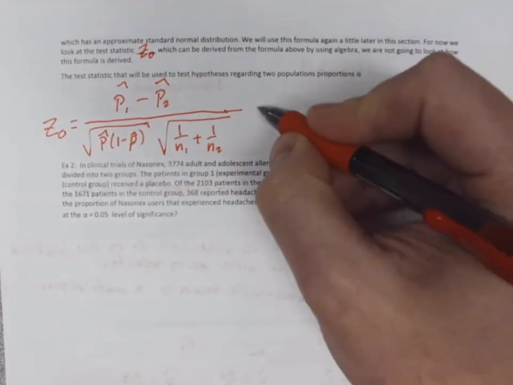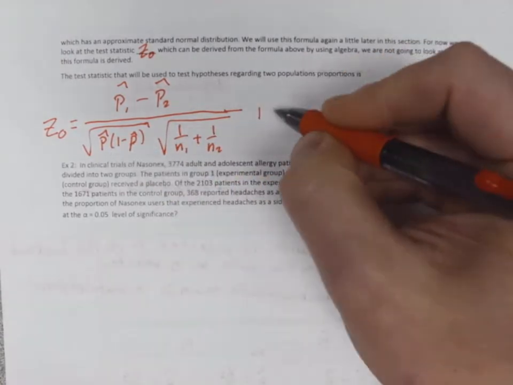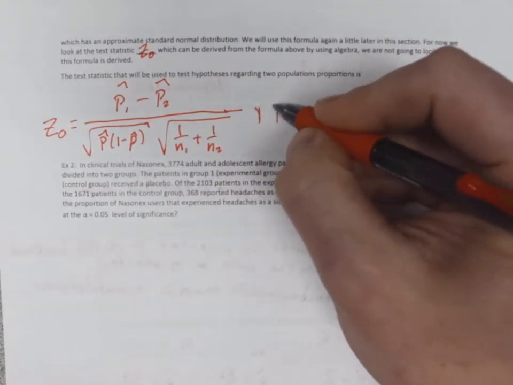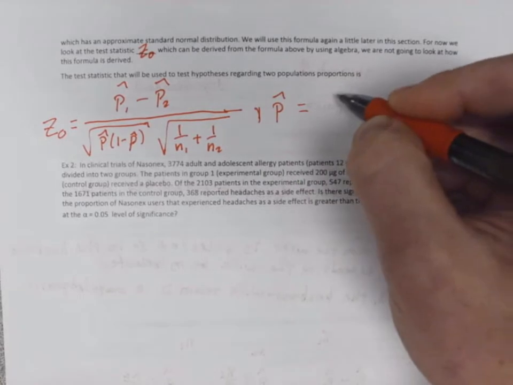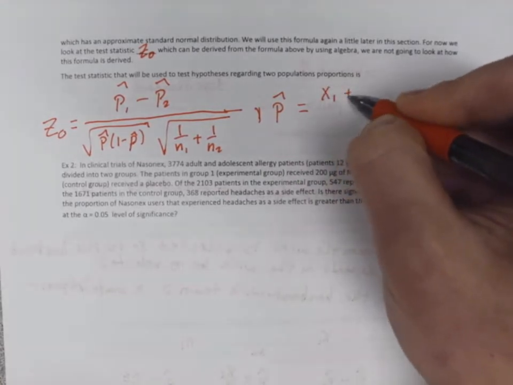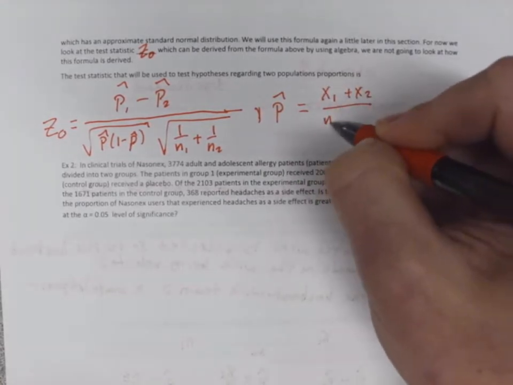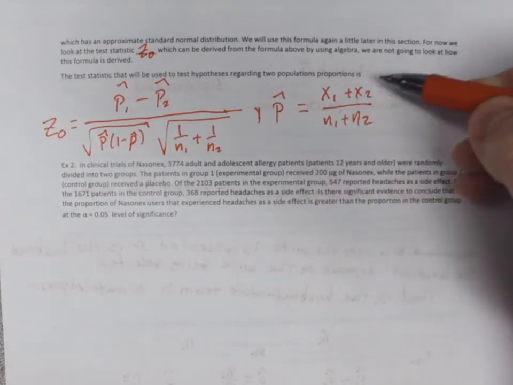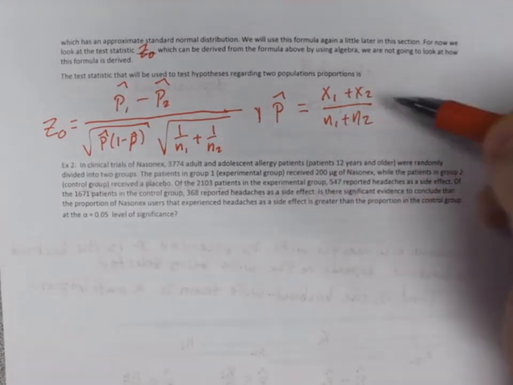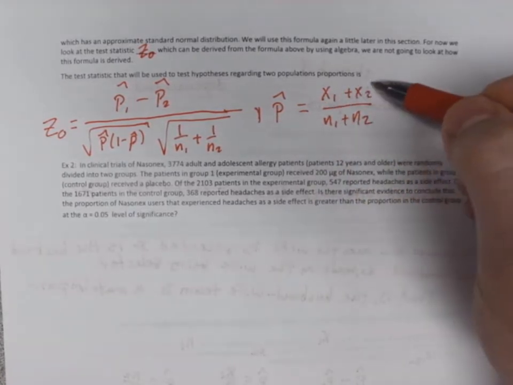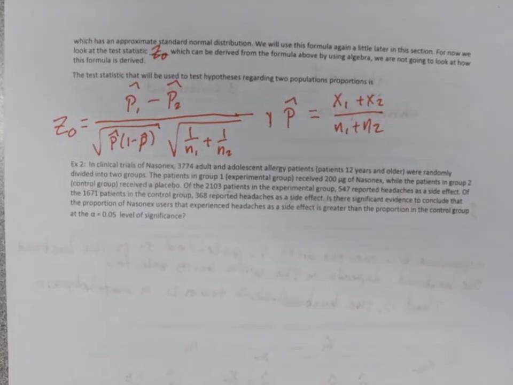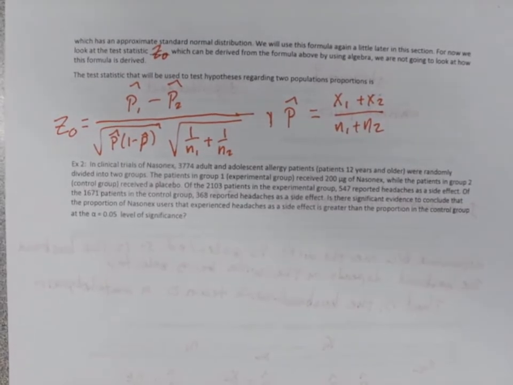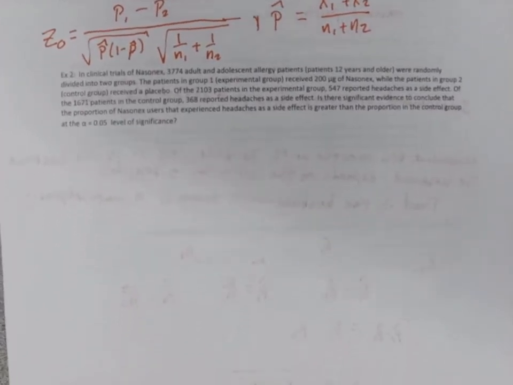And here we need to define what P hat is, so that's a comma there. P hat, where P hat is equal to x1 plus x2 all over n1 plus n2. So we're adding up the two samples divided by the two characteristics that we wanted, and divided by the total sample sizes there. All right. Let's look at an example here.